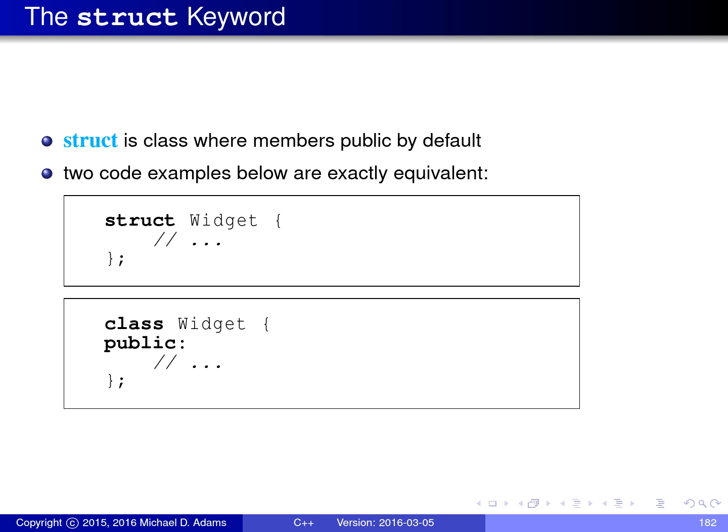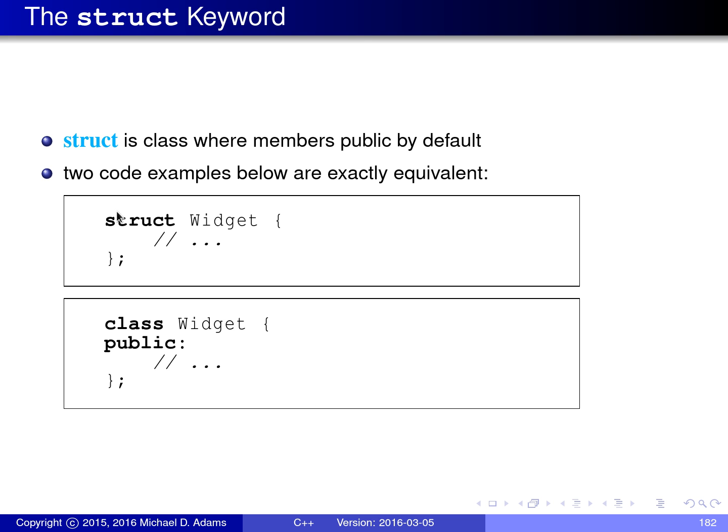So far, we have been introduced to the class keyword for specifying user-defined types. And for a class, member access is private by default. In C++, a user-defined type can also be specified using the struct keyword. And a struct is nothing more than a class where member access is public by default.